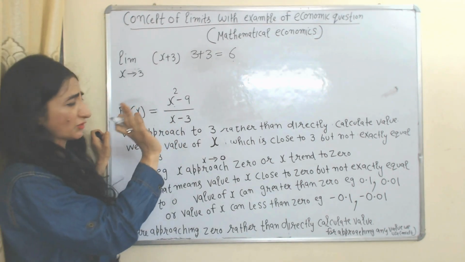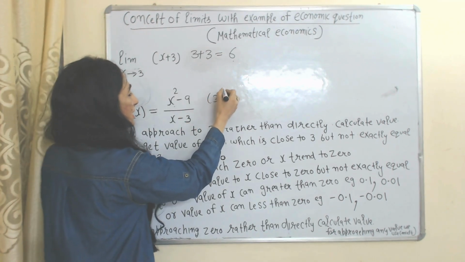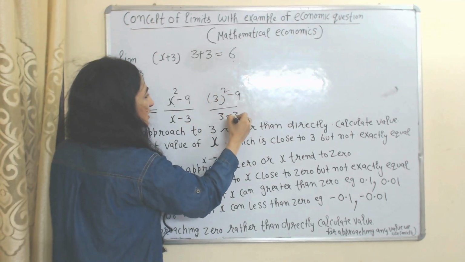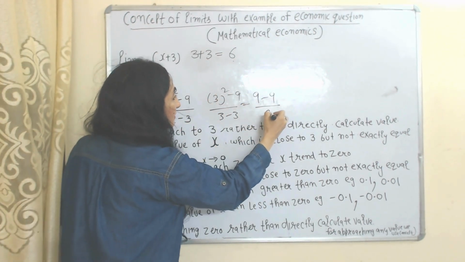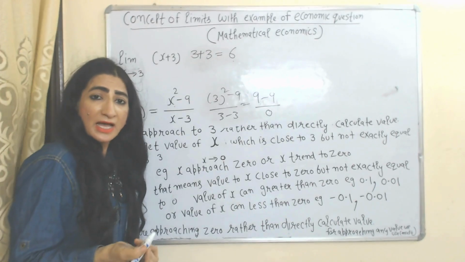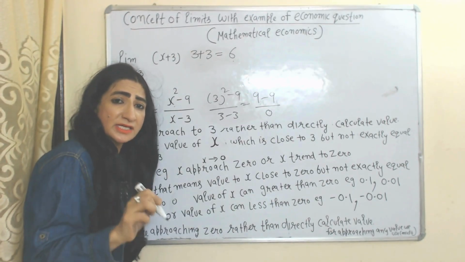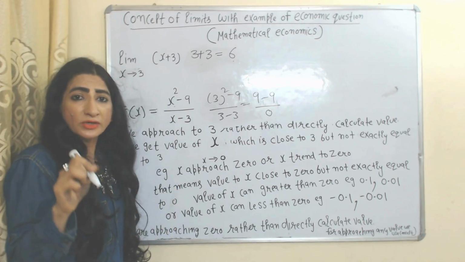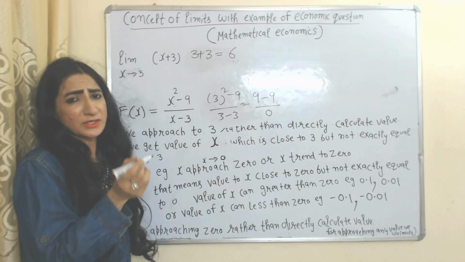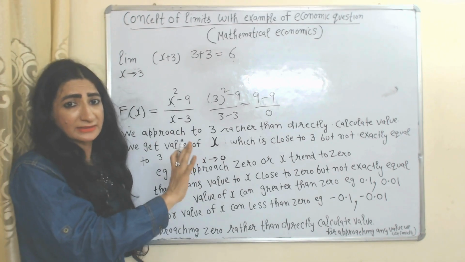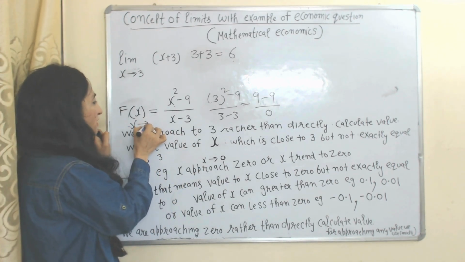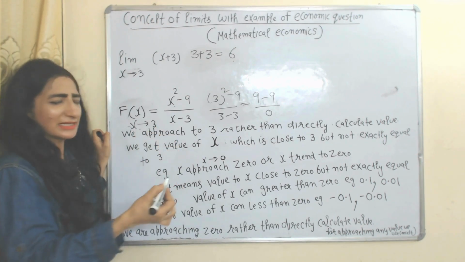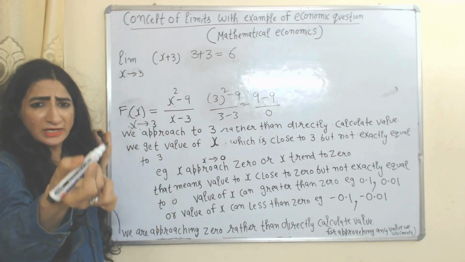Here we have another question. Suppose we simply put x equal to 3, then our denominator will become equal to 0. As we know, if the denominator is 0, that means our function is undefined. In order to make our function defined, we use the concept of a limit. That means now we will approach 3 rather than directly calculate a value.